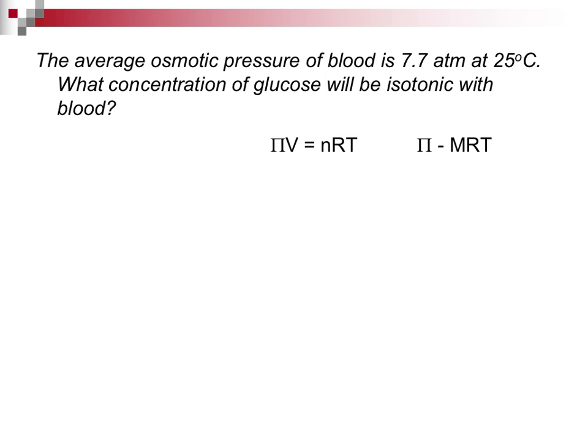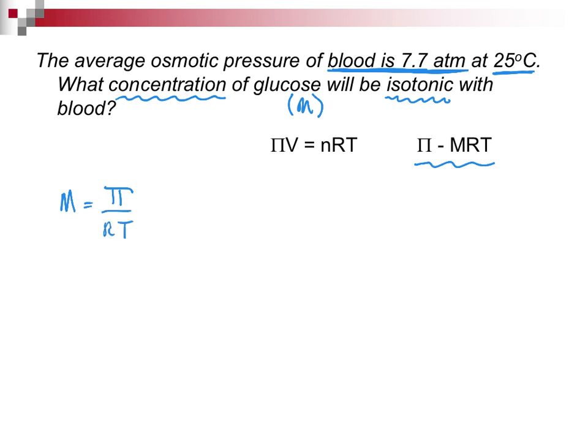I included this problem because many of you are neuro, bio, medical. You're all headed in that direction. So here we have some blood, and it has a given osmotic pressure of 7.7 atmospheres sitting at 25 degrees centigrade. It wants to know what concentration of glucose, and really that is a molarity, will be isotonic with blood. All right, so I'm going to use this equation. Pi is equal to MRT, and I'm going to rearrange it.